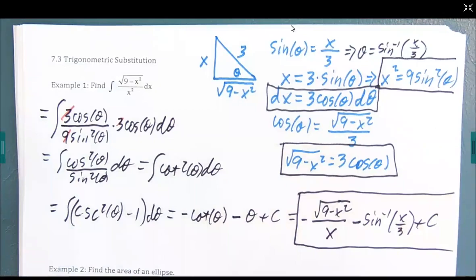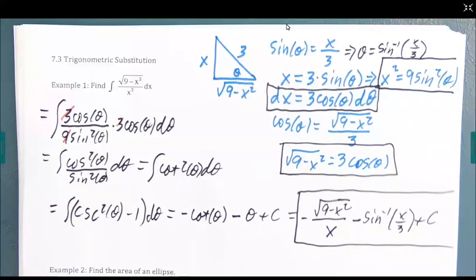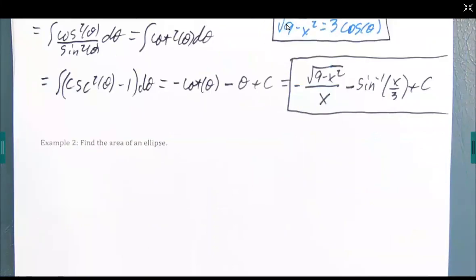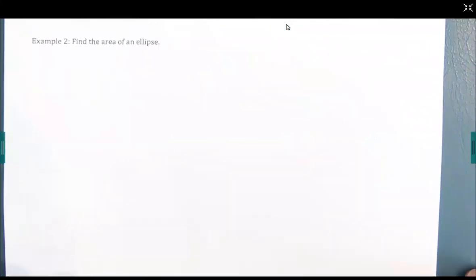Let's move on to number 2. For this one, we are going to find the area of an ellipse. If you recall, an ellipse centered at the origin looks like this.